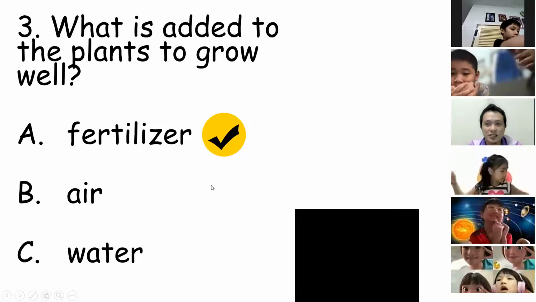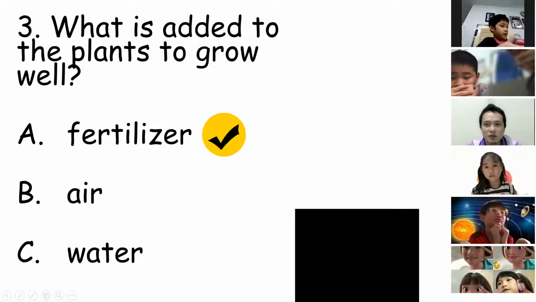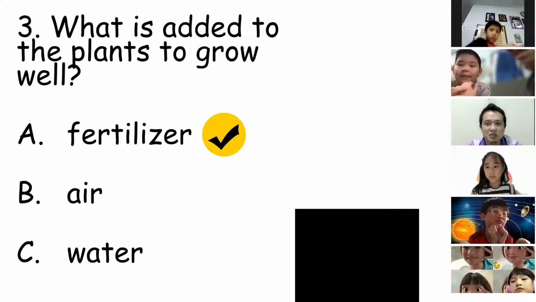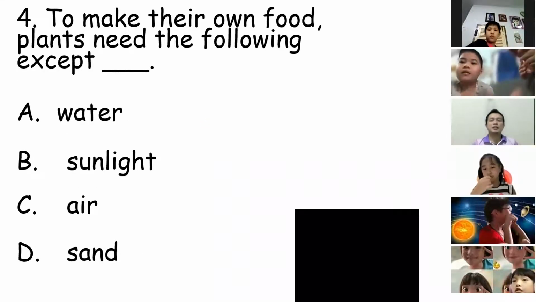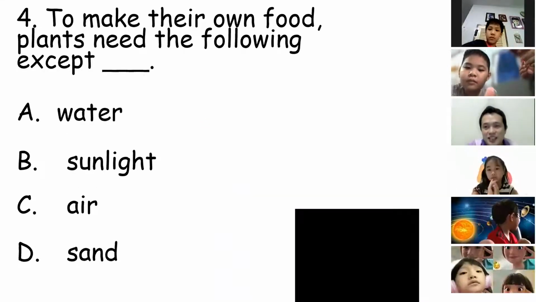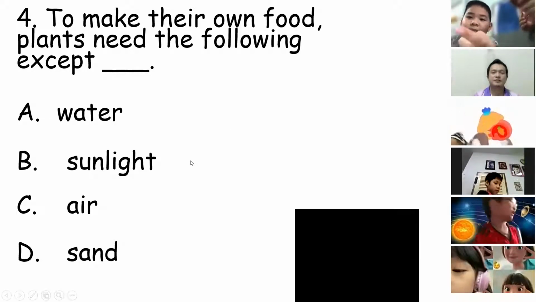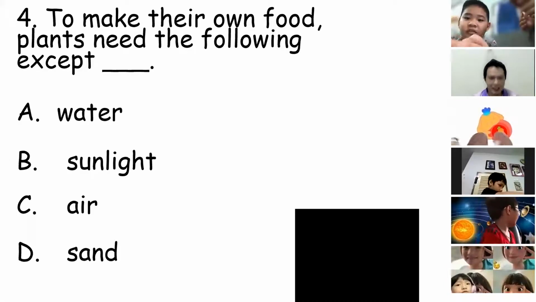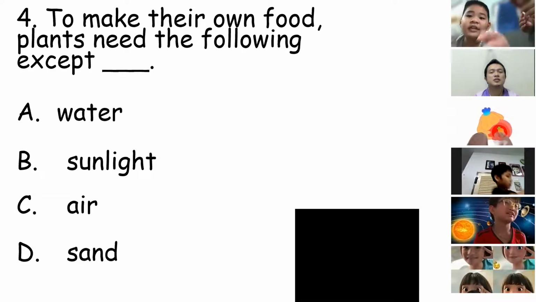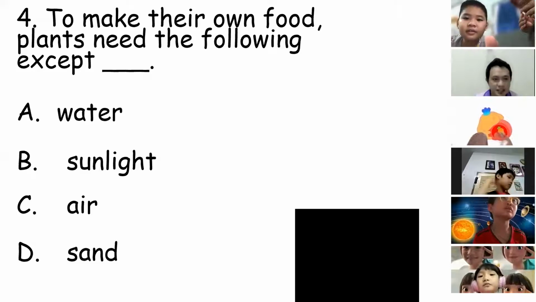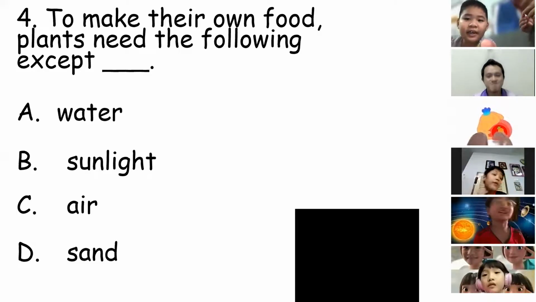The next question is for Aria. Yes, Aria, I want you to read the question. Go. Yes. To make their food, plants need the following, except: A. Water. B. Sunlight. C. Air. D. Sand.